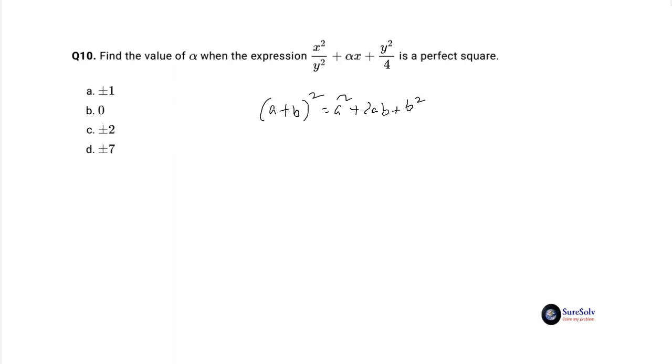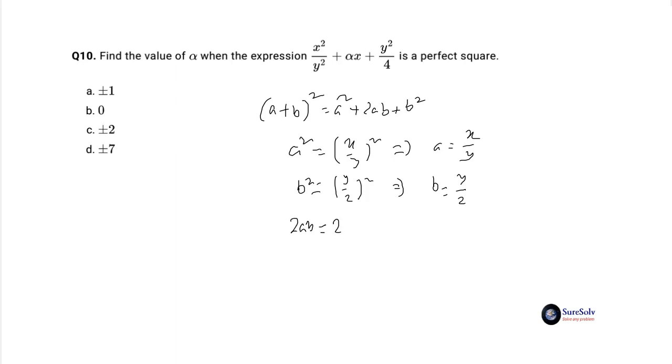The first square term would be a square equal to (x by y) whole square or a equal to x by y. And the second, b square equal to (y by 2) whole square or b equal to y by 2. For the given quadratic expression to be a perfect square, the middle term must be 2ab equal to 2 multiplied by x by y multiplied by y by 2 equal to x. So alpha x equal to x or alpha equal to 1.